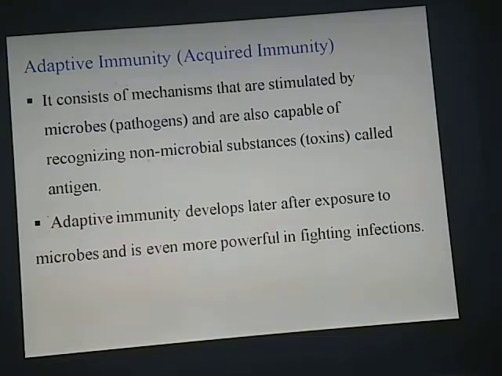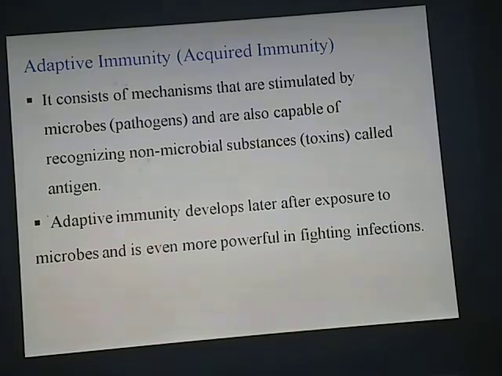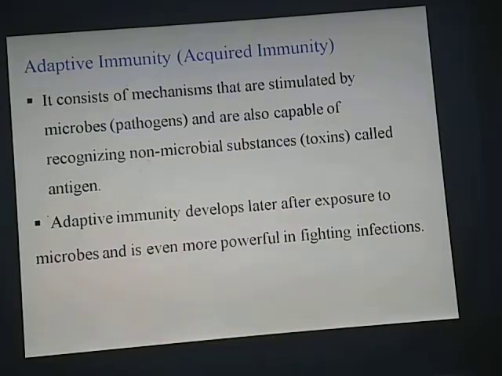Then adaptive or acquired immunity. It consists of mechanisms that are stimulated by microbes and are also capable of recognizing non-microbial substances or toxins called antigens. Adaptive or acquired immunity develops later after exposure to microbes, and it is more powerful in fighting infections than innate immunity.